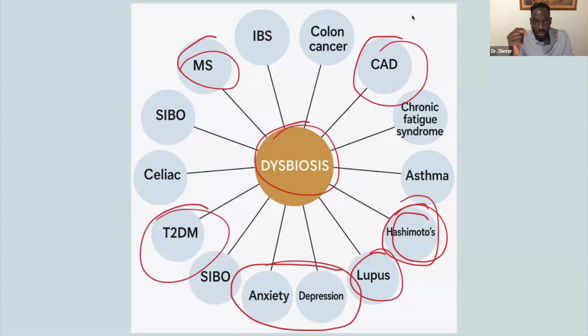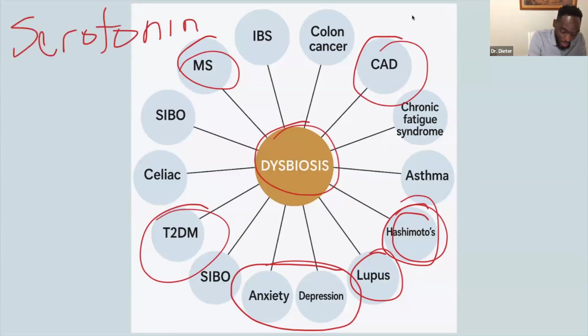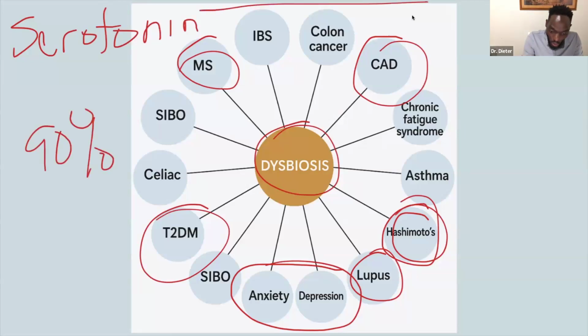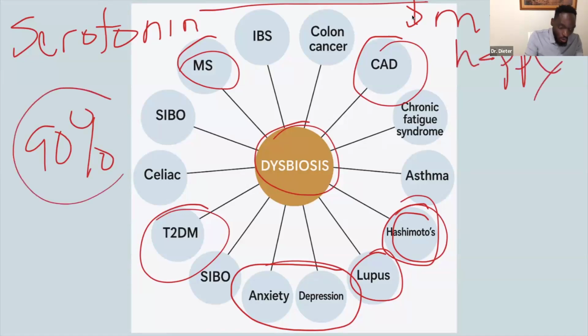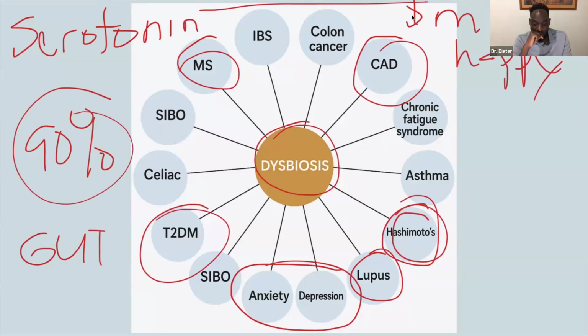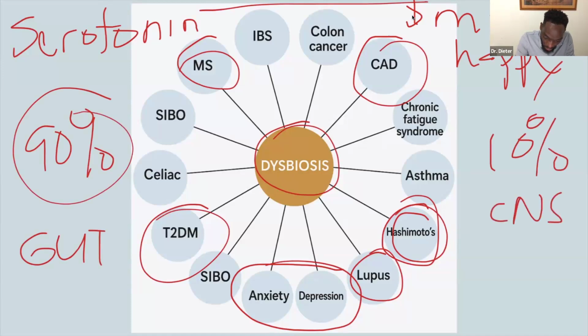There is a neurotransmitter called serotonin, okay? Some people call it a hormone, some people call it a neurotransmitter. It helps to secure our mood, okay? That's the mood hormone, the happiness hormone. 90% of that hormone is produced in the gut. The other 10% of it is produced in the central nervous system.